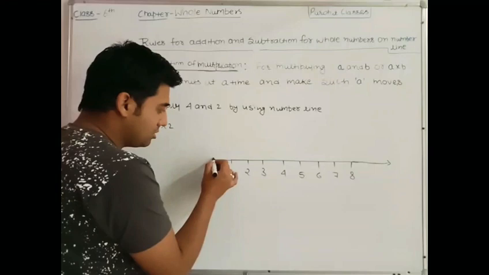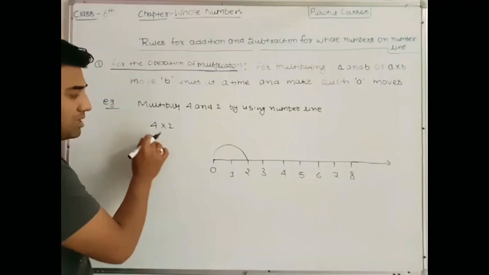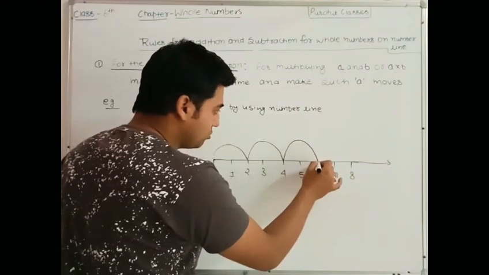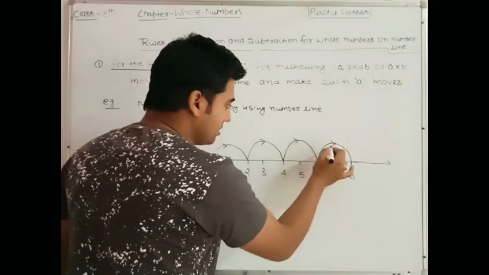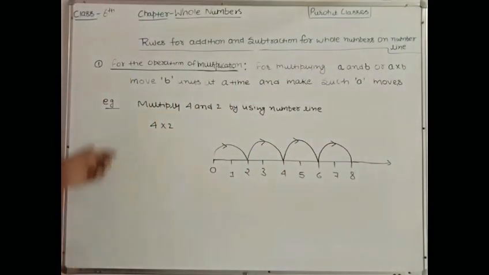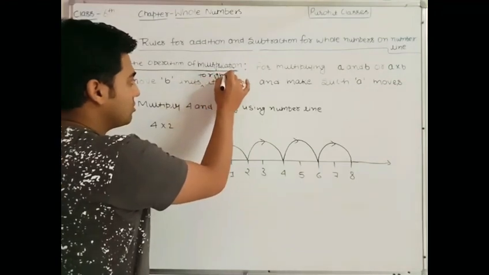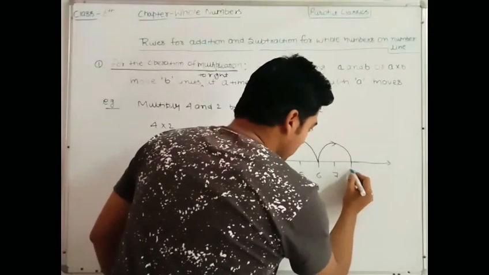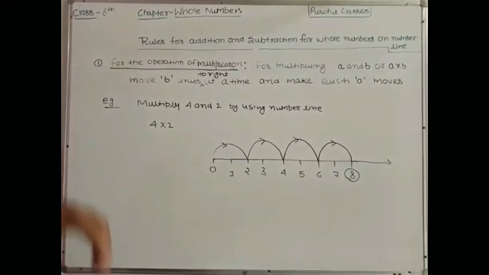So let us start. 2 units at a time I have to move, and such 4 moves I have to make. So second move, third move, and this will be the 4th move. Understood? This sign is showing that we are moving towards the right. We should mention here, move b units to the right. Understood? You will also note it down. And so what is our answer? It is showing 4 twos is equal to 8. Understood? Okay, pause the video and note it down.